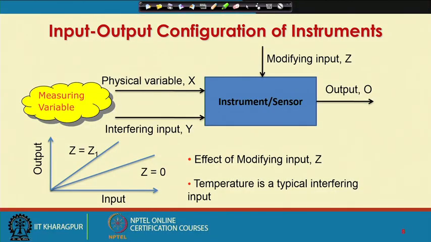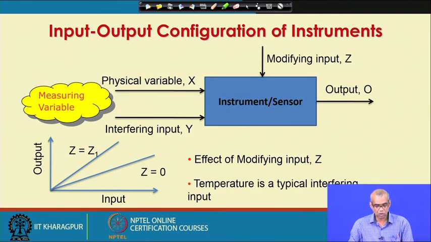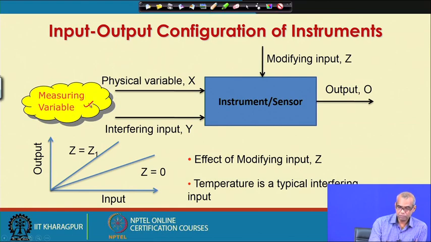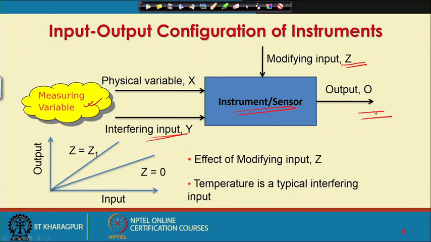Now, let us look at the same concept again. So, we have the measured or measuring variable; the instrument or sensor receives the physical variable, interfering input as well as modifying input, and gives you the output. Say in the absence of modifying input, I have this relationship between input and output. In the presence of modifying input, this relationship has changed.